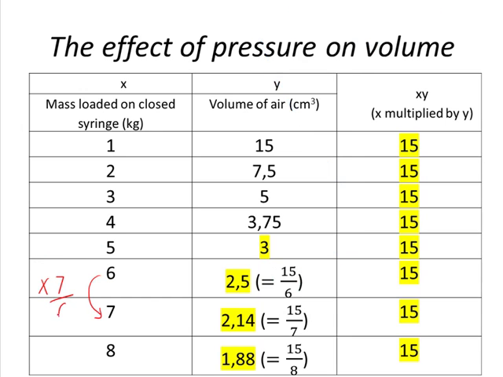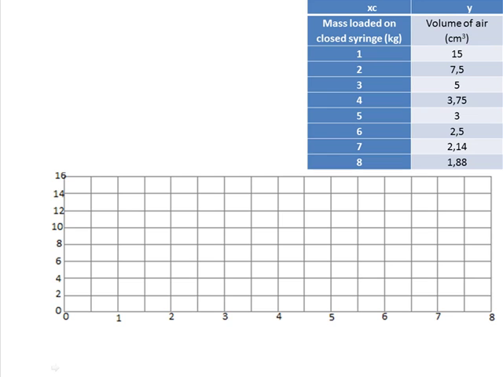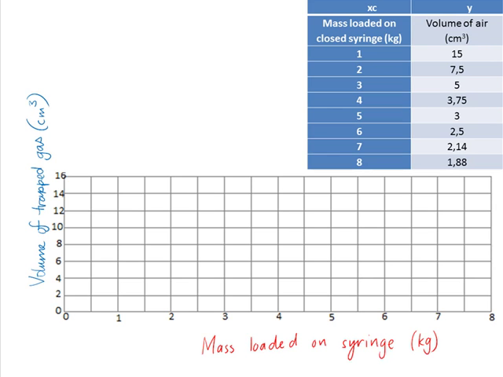6 times 7 over 6 equals 7. 2,5 divided by 7 over 6 equals 2,14. Now plot a graph of this data. On the x-axis we have the mass loaded on the syringe, and on the y-axis the volume of the trapped gas. Pause the movie until you've done this yourself.